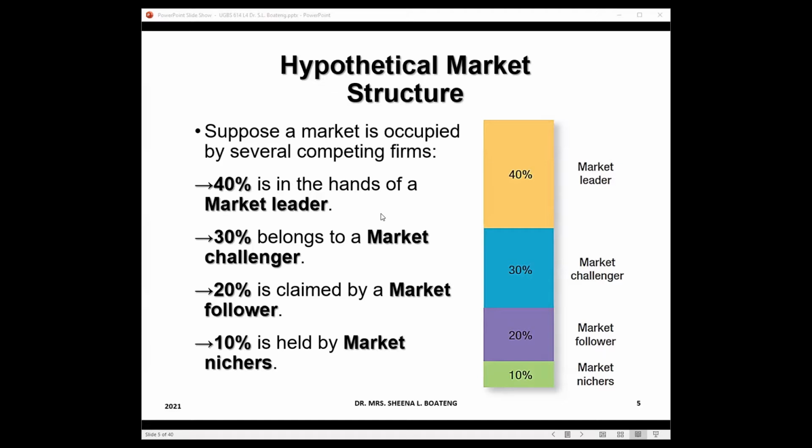And here we are using the word hypothetical because it may not be a perfect representation of what actually happens in the marketplace. However, generally in the marketplace, regardless of the sector or industry you're talking about, there will always be a market leader. There will always be a market challenger. There will always be a market follower, and there will always be a market nicher, albeit it will not always be in these percentages that we have here.